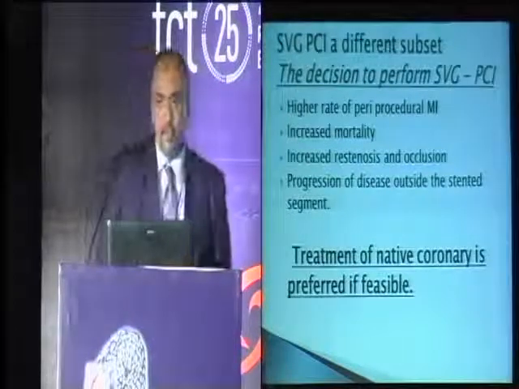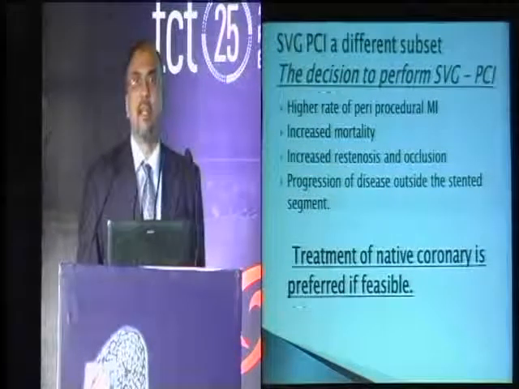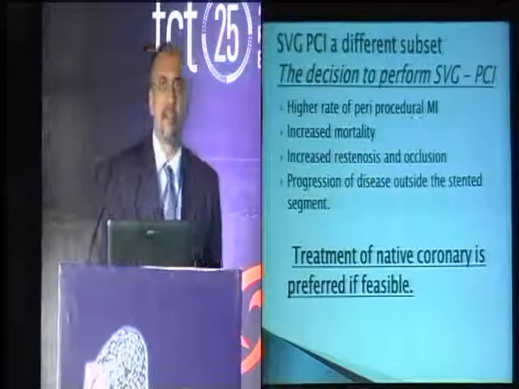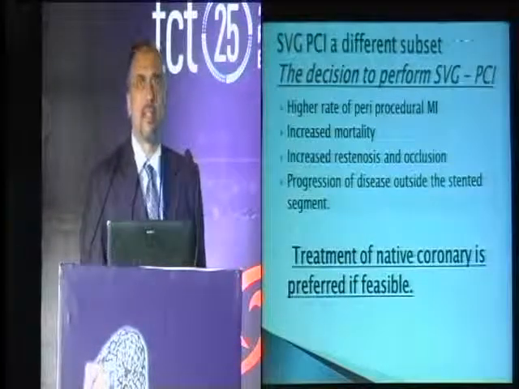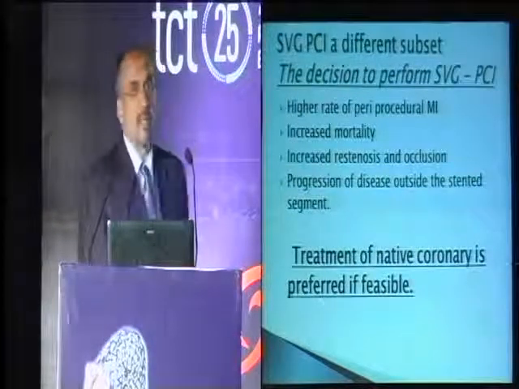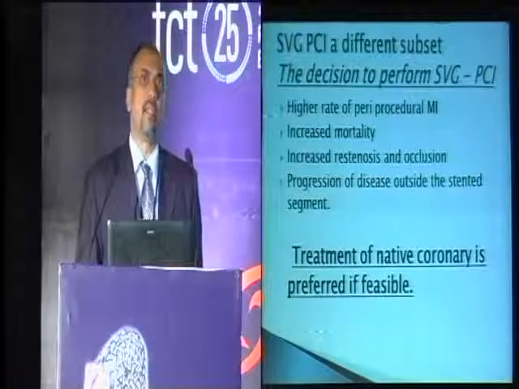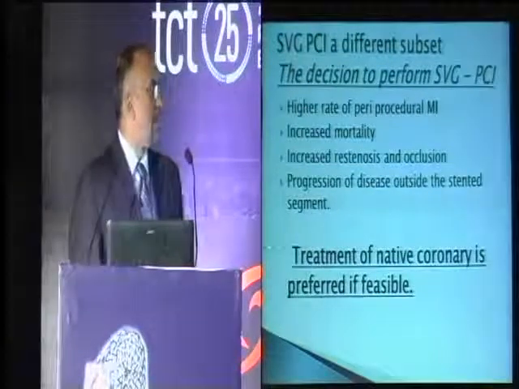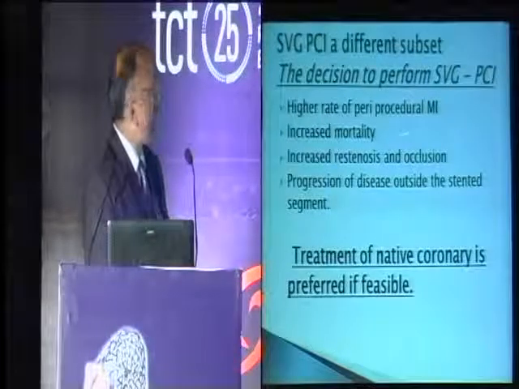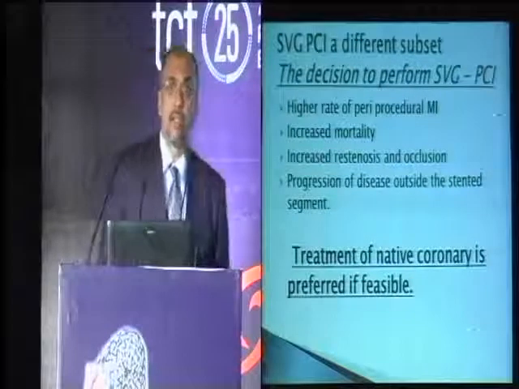Now, whenever you plan an SVG PCI, the first thing you must do, instead of putting in a stent in a degenerated graft with a very high rate of restenosis, recurrence, and peri-procedural morbidity and mortality, is look at the native coronary tree. See if you can open the native coronary tree. That is the first choice, because you have a high peri-procedural mortality, restenosis and reocclusion.